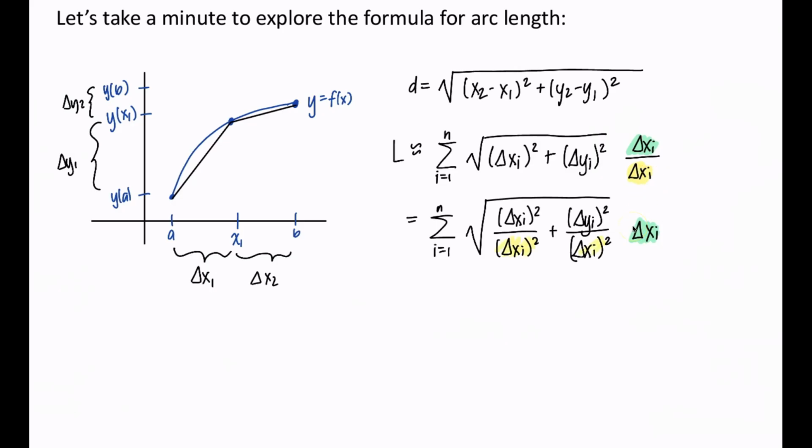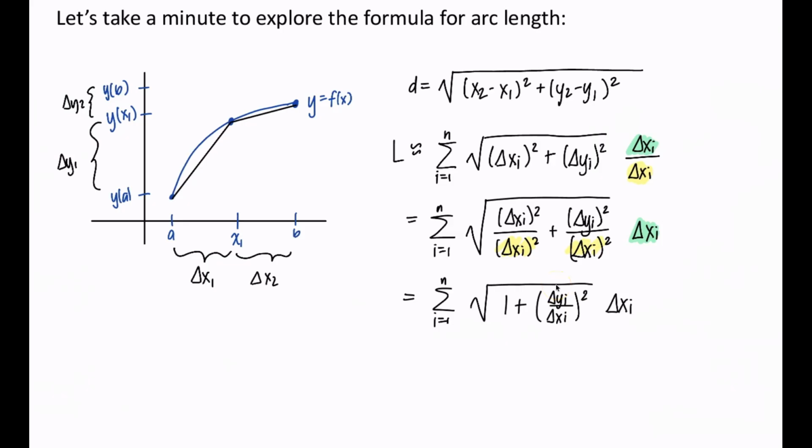Okay, so why did I do that? How does that help? Well, delta x sub i squared over itself is just 1, and maybe you can see our formula starting to take shape. So the sum of i equals 1 to n of the square root of 1 plus, and now I'm going to have delta y sub i over delta x sub i quantity squared, times delta x sub i.